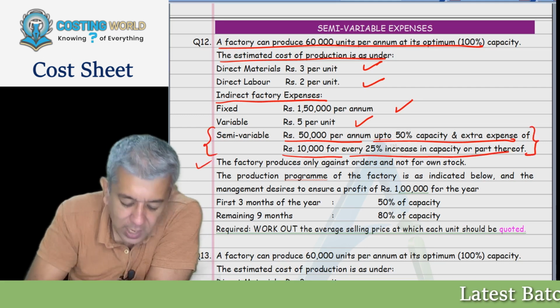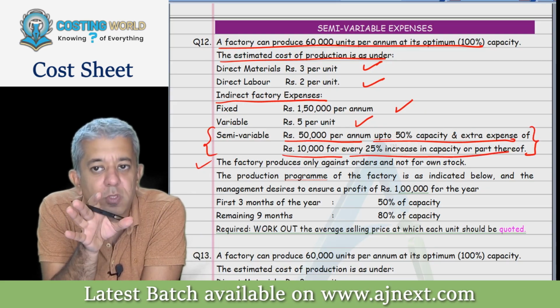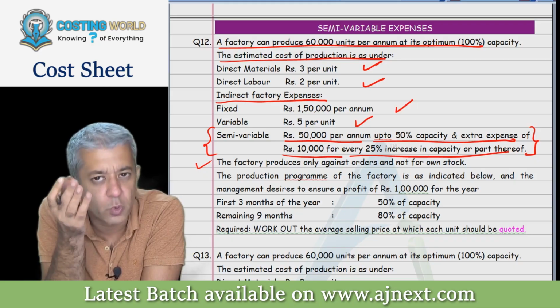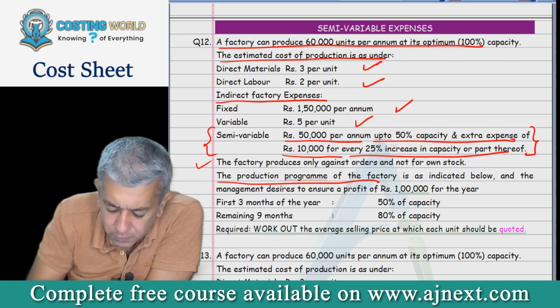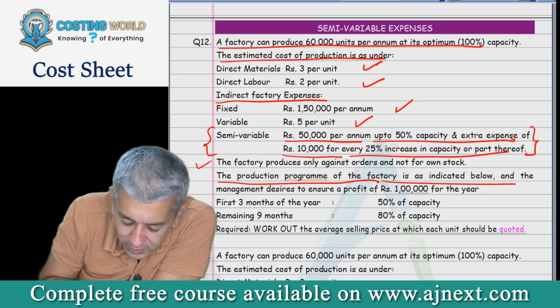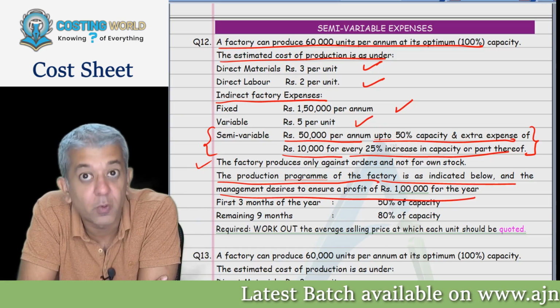Further, the factory only produces against orders and not for its own stock. So we are not going to be producing for keeping the goods in stock. We produce only whenever there will be orders. Therefore there is no stock in this question. The production program of the factory is as indicated below, and the management desires to ensure a profit of 1 lakh rupees for the year. So therefore we want a profit of 1 lakh rupees for the year.